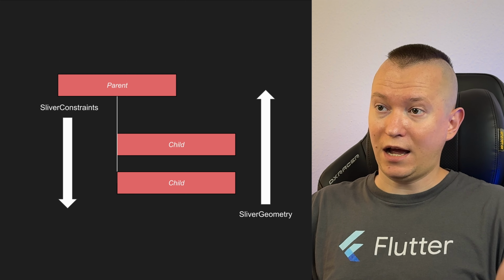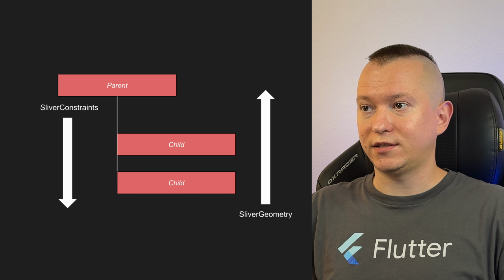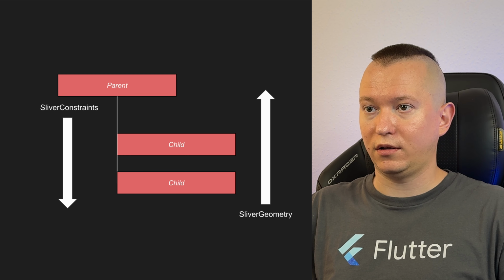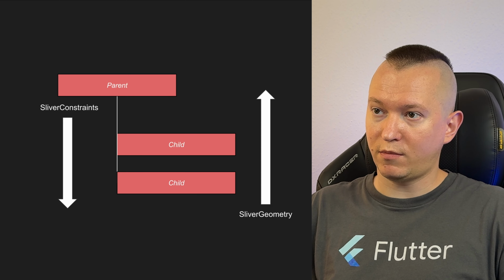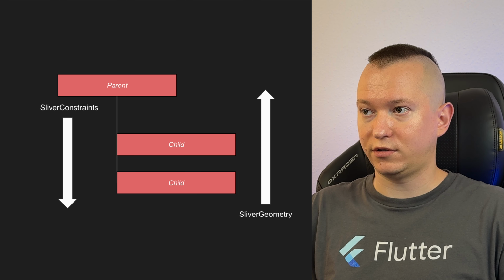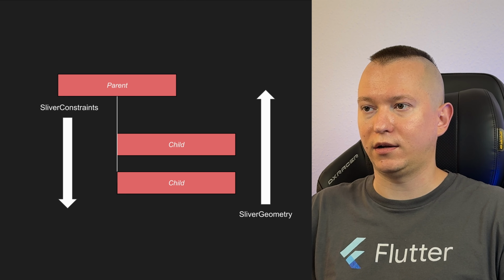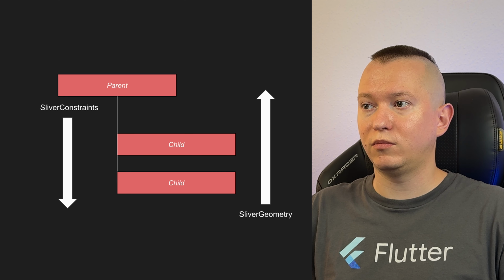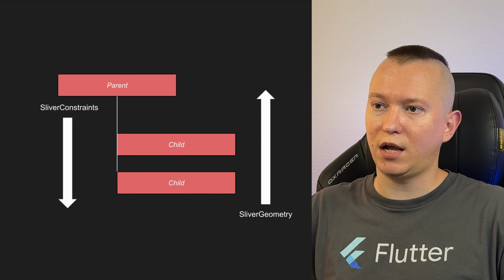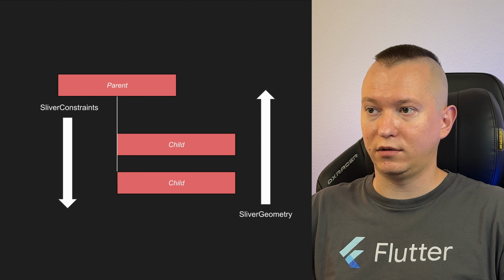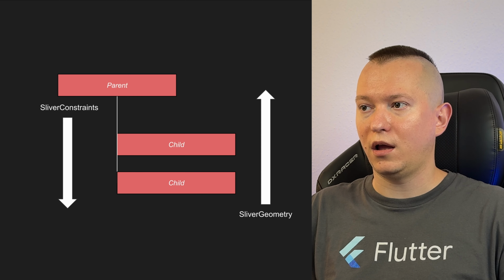Since it's still a layout protocol, it follows exactly the same three rules we discussed earlier. Constraints go down, sizes come up, and parents position their children. But the key difference: instead of working with simple rectangles, the Sliver protocol uses a more complex structure to describe constraints and layout result, Sliver Constraints and Sliver Geometry. Now that we understand why all of this is necessary, let's move to the next question. How does it actually work?